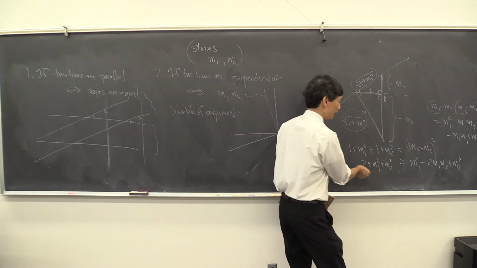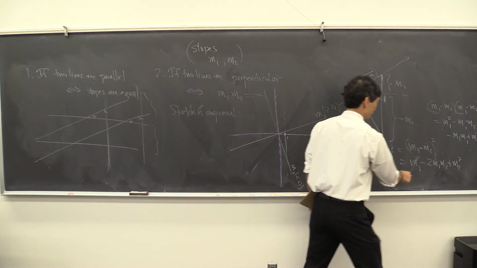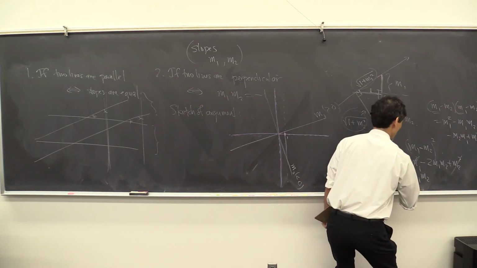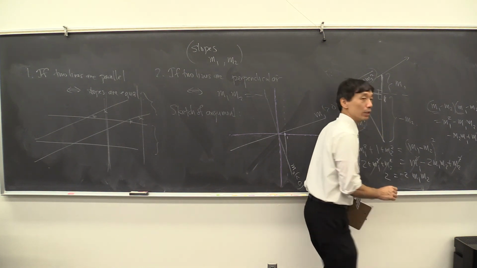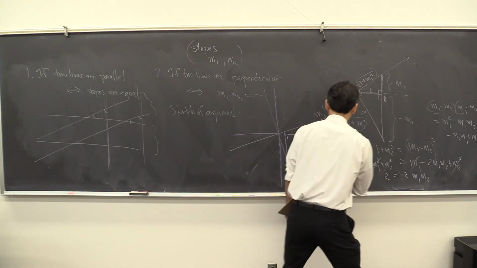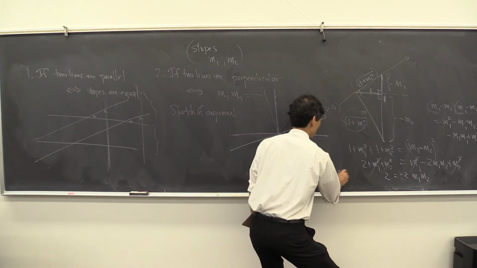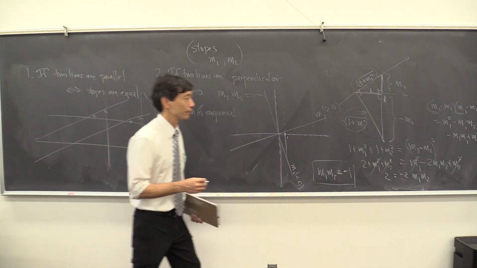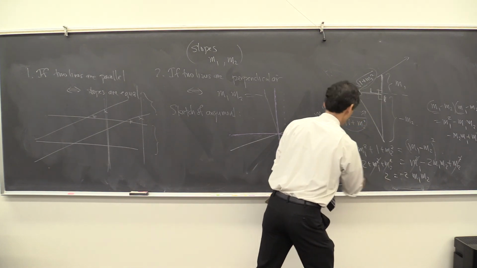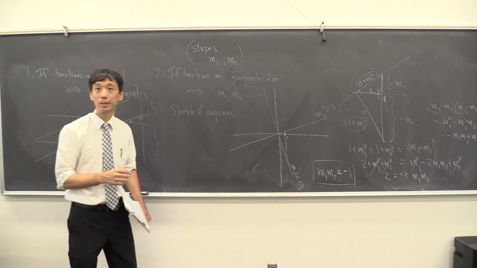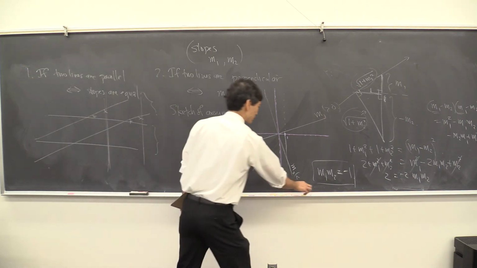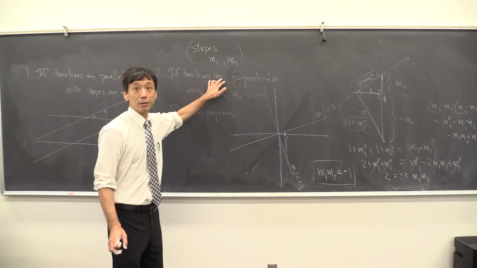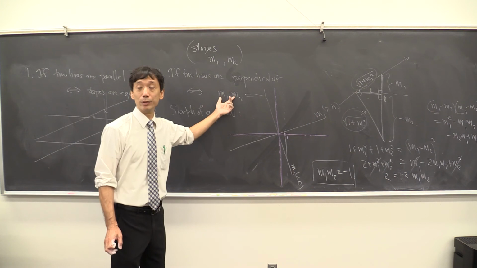And you see what happens? The m1 squared cancels, the m2 squared cancels, and you see that negative 2 m1 m2 is equal to 2. Dividing both sides by negative 2, you see that the product of the slopes is negative 1. So this is how you might see that if you have two perpendicular lines, then the slopes are negative reciprocals of each other.